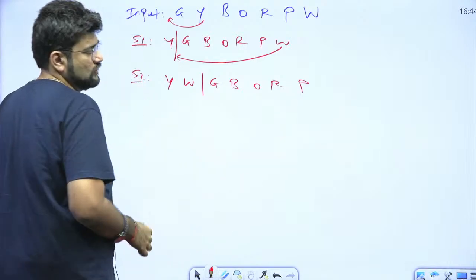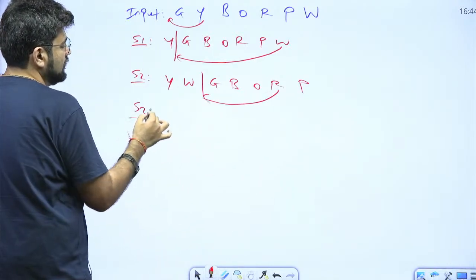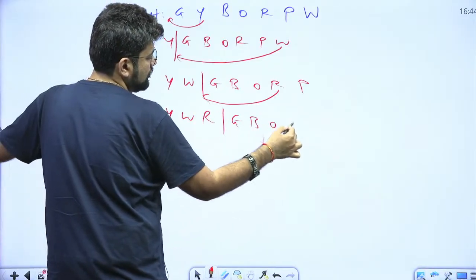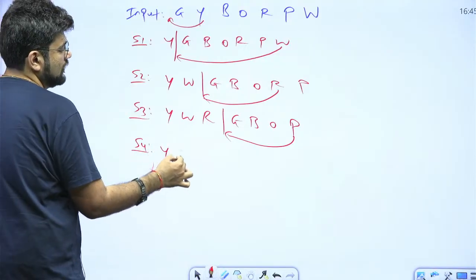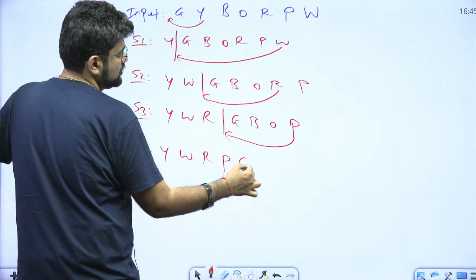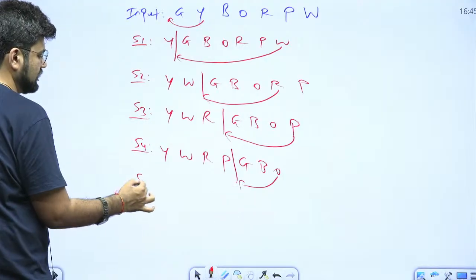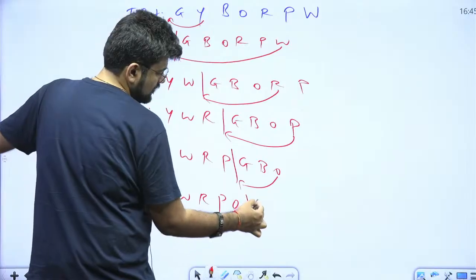It's very easy actually. Next one is R. So R is going to come here. Step 3: Y, W, R, G, B, O, P. Next is P. P will come here. Step 4: Y, W, R, P, G, B, O. Next is O. O will come here. So step 5: Y, W, R, P, O, G, B.